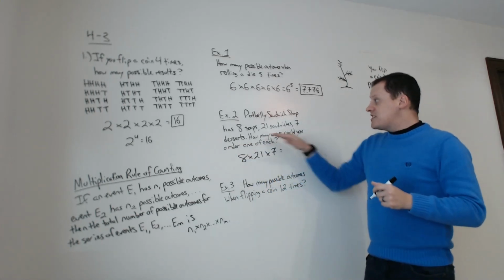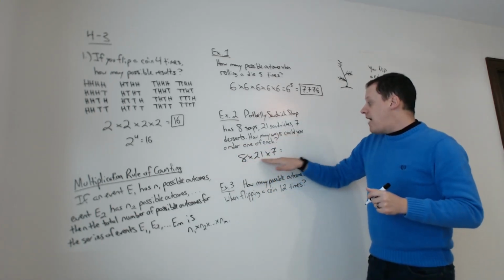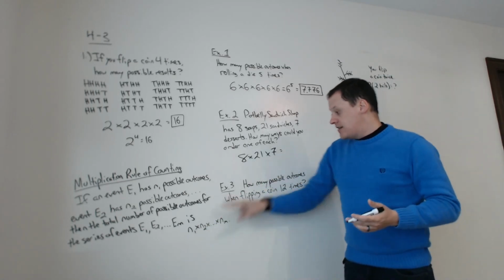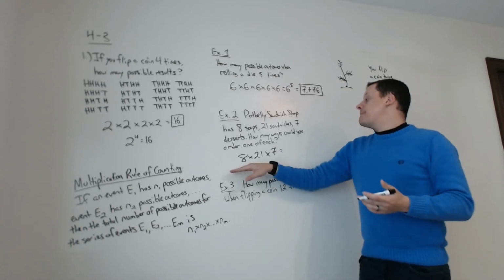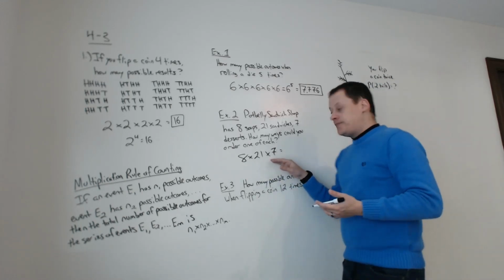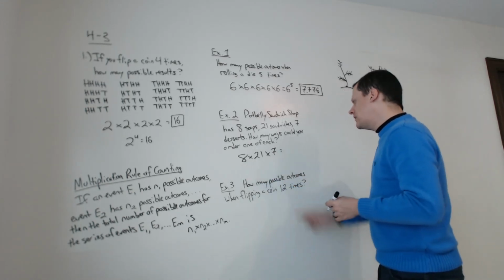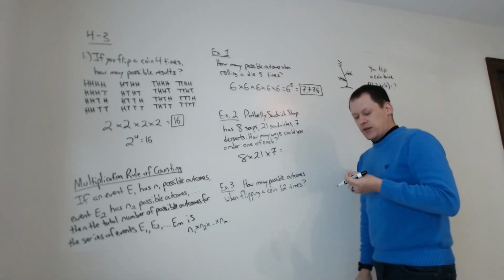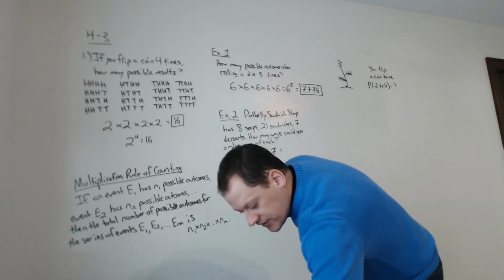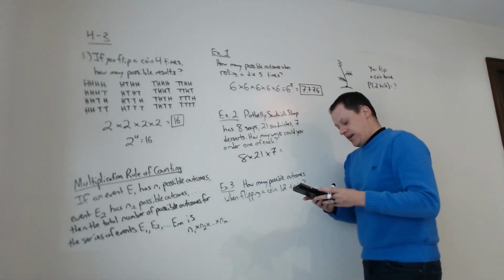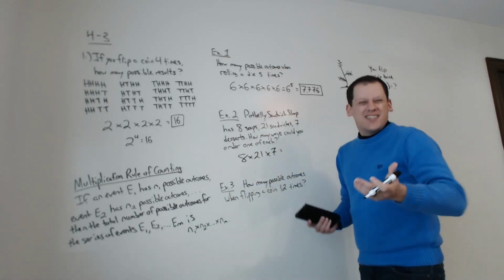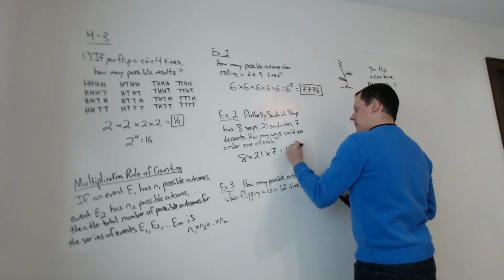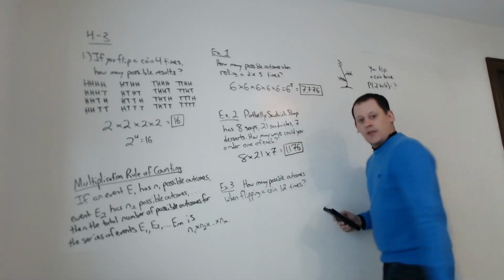Okay, so this is an example where the number of outcomes for each event is different. N1 is not the same as N2, is not the same as N3, but we can still use that rule. So we multiply this together. 56 times 21. Oh man, 56 times 21. Yeah, I'm not willing to do that and get it wrong. That's what calculators are for. Yeah, I was going to say 1,176. I was just checking. I was just checking.